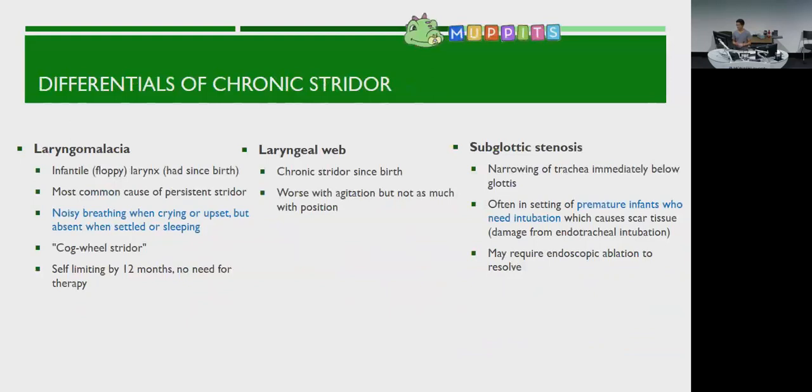And then subglottic stenosis, like we talked about, some reason for their airway to get either inflamed or injured, stenosed. And therefore, usually the classic history that you'll get on your EMQ will be prem, intubated, they now have chronic stridor.